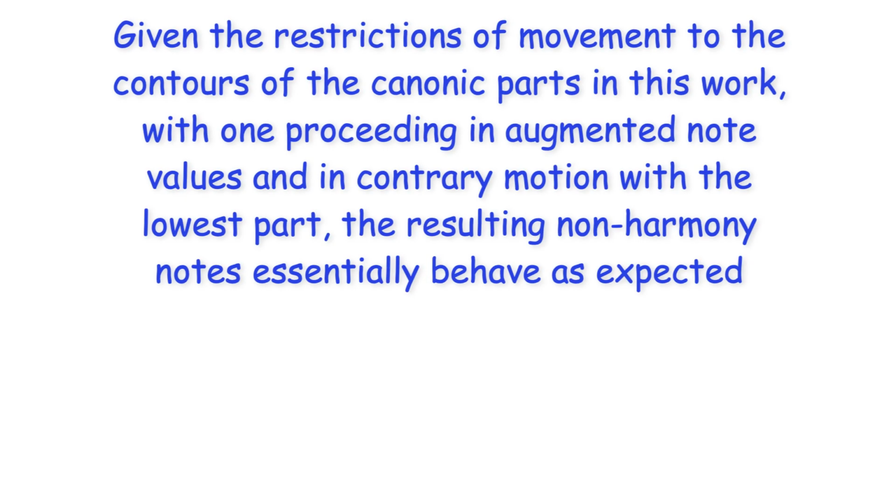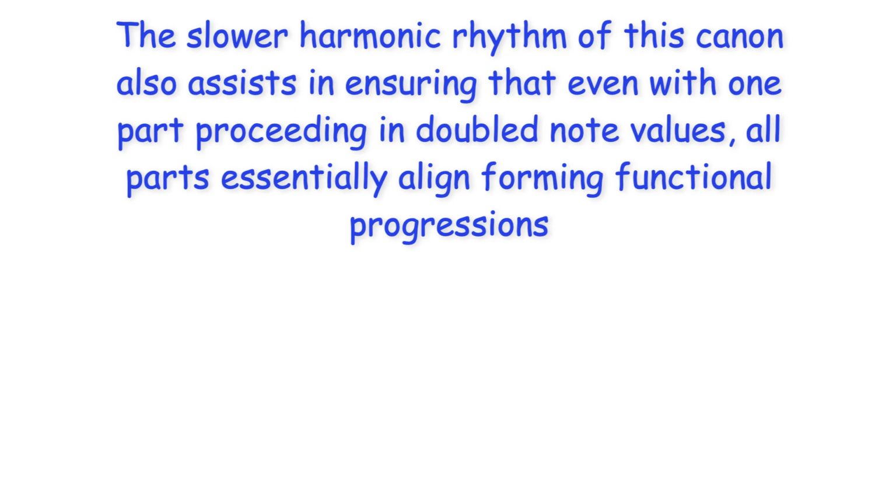Hi everyone. Given the restrictions of movement to the contours of the canonic parts in this work, with one proceeding in augmented note values and in contrary motion with the lowest part, the resulting non-harmony notes essentially behave as expected. The slower harmonic rhythm of this canon also assists in ensuring that even with one part proceeding in doubled note values, all parts essentially align, forming functional progressions.